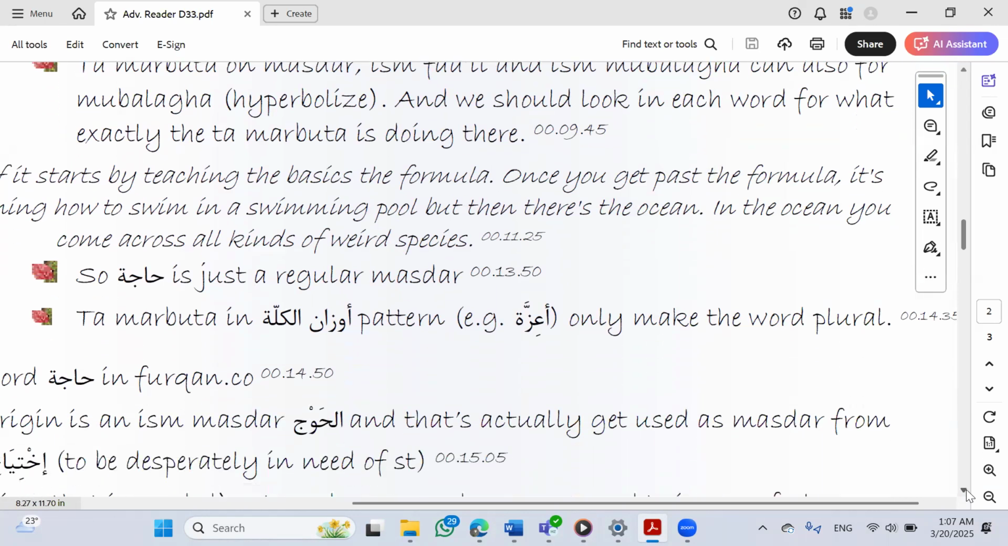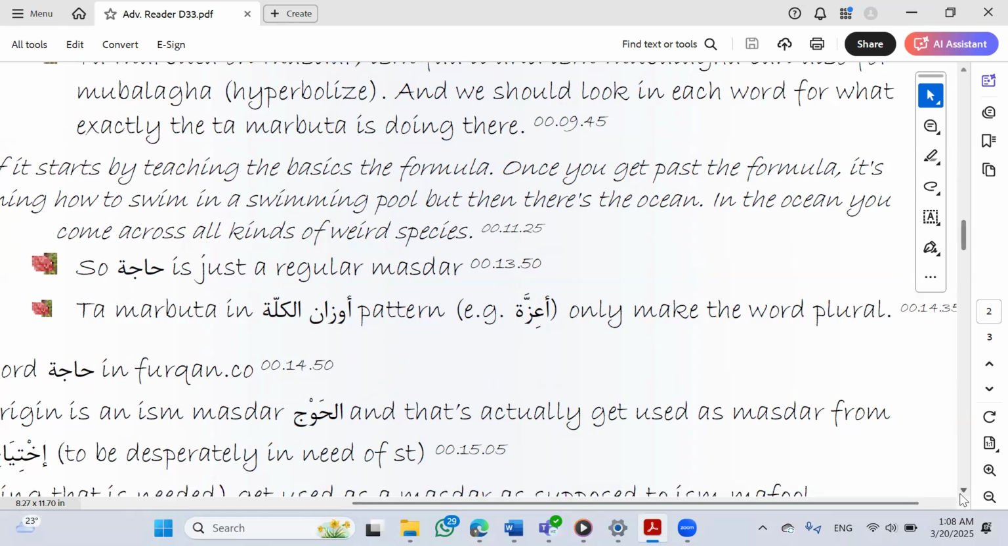So hajatan, we were actually in this class talking about the word hajatan. So hajatan is just a regular masdar. Ta marbuta in the wazan fi'lah pattern, like for example aizatun, only makes the word plural. So not all ta marbuta always makes a word feminine.